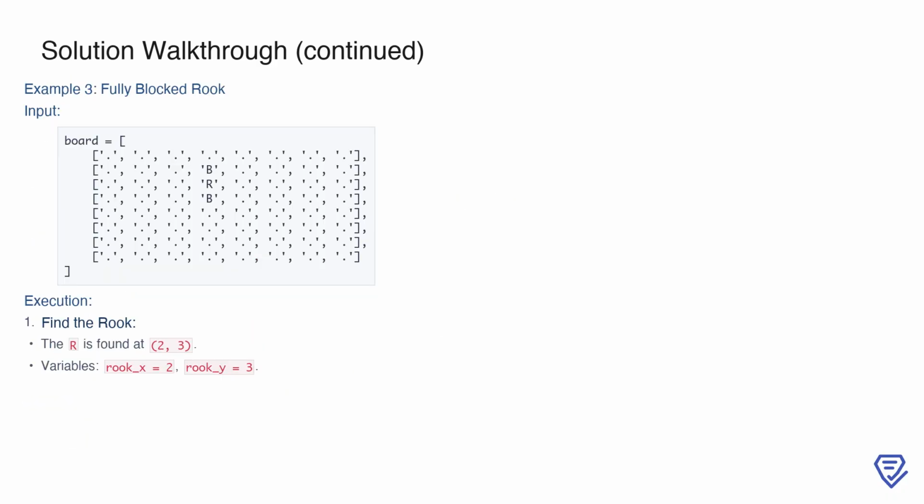In the third example, the board is set up such that the rook is completely blocked by bishops on all sides. The rook is located at 2, 3, and we start by analyzing its movement in the upward direction. Here, the rook moves to 1, 3, and finds a bishop, which immediately blocks its path, resulting in no captures. With no pawns captured so far, we proceed to evaluate the other directions.